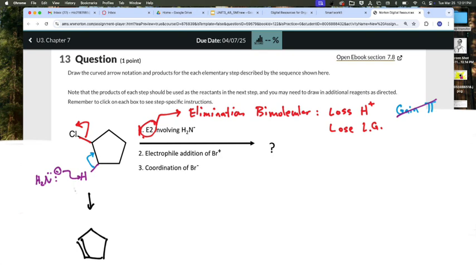So what do we move to? Elimination. Or addition. Now what we would go through and do is the electrophile addition of Br positive. What the hell? Is it, oh, that's the other one. This one's saying I'm wrong.